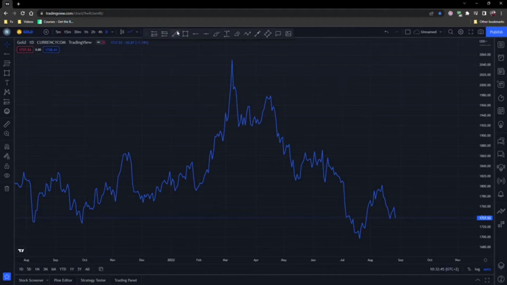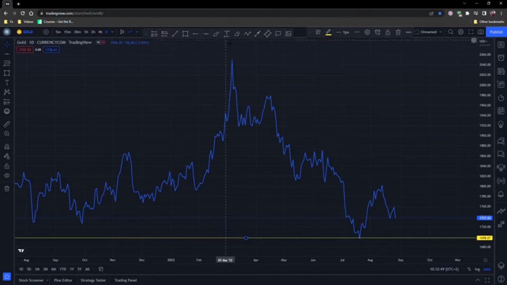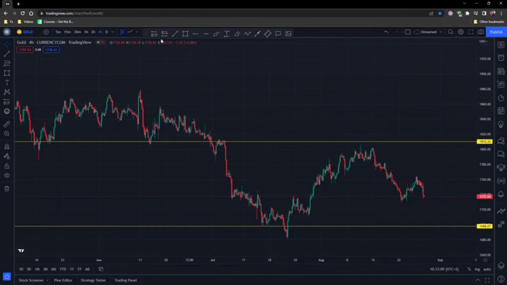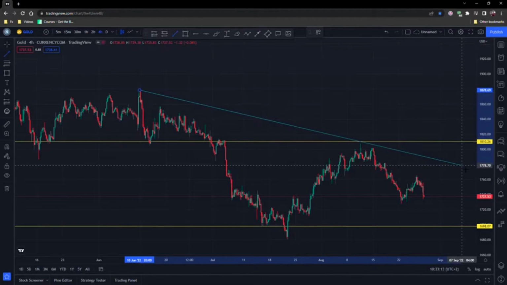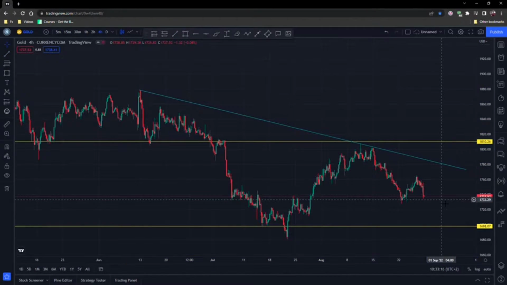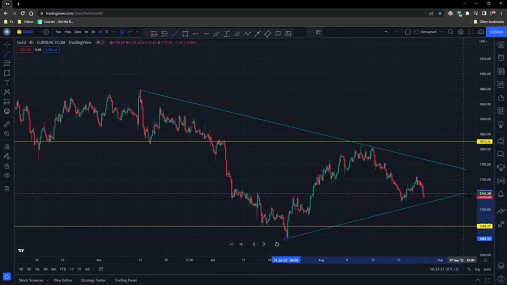Looking at gold, we can plot now our low. We can also plot our high on the 4-hourly time frame and on the candlesticks as well. Then we can still observe that we are in a bearish trend, and you can also see the first touch, second touch right here.